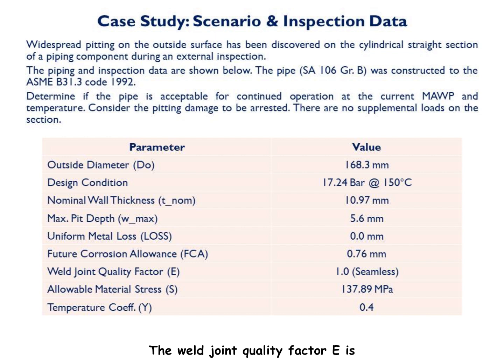The weld joint quality factor is perfect at 1, indicating a seamless pipe, and the allowable material stress under these conditions is approximately 137.89 MPa. Lastly, the temperature coefficient, which accounts for material strength reduction at elevated temperatures, is 0.4.